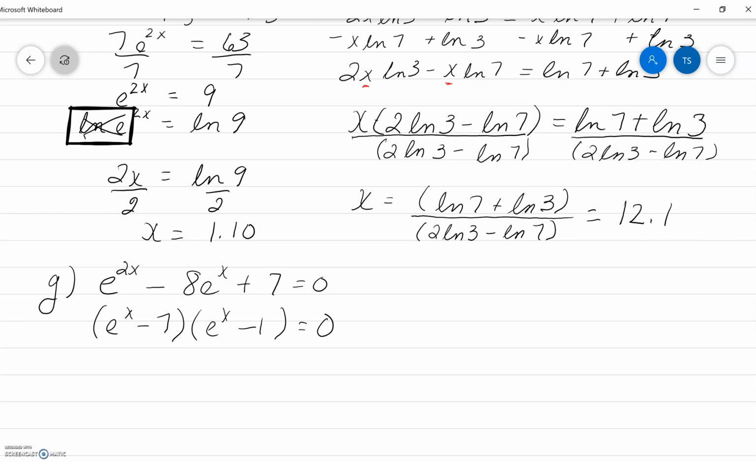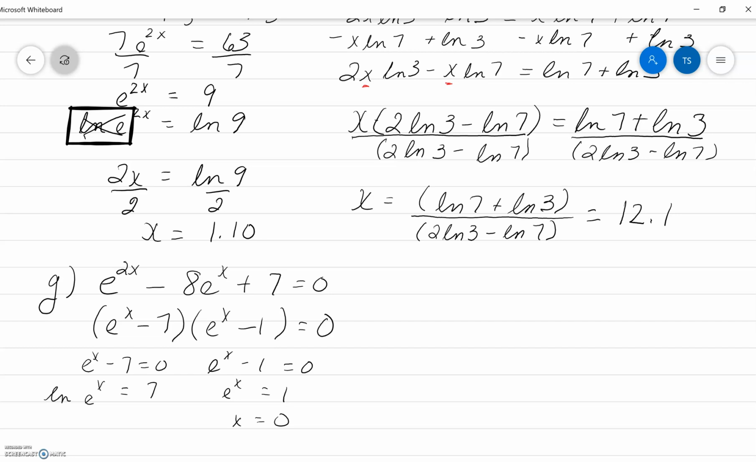Okay, then you factor and you solve each one. So I'm going to set each factor equal to 0. e to the x minus 7 equals 0. e to the x minus 1 equals 0. So e to the x equals 7 and e to the x equals 1. Well, that's easy. x equals 0. Okay? Anytime you get something to a power equaling 1, that power must be 0.